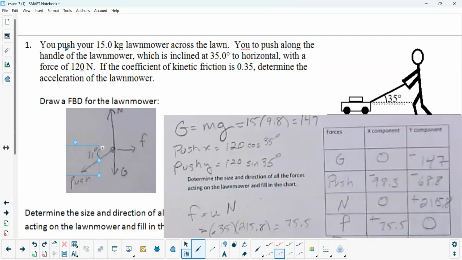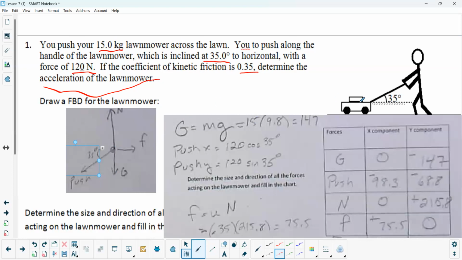So this one reads, you push your 15-kilogram lawnmower across the lawn. You push along the handle of the lawnmower, which is inclined at 35 degrees, with a force of 120 newtons. The coefficient of kinetic friction is 0.35, and we're supposed to determine the acceleration of the lawnmower. So the first thing you should do is draw your free body diagram.